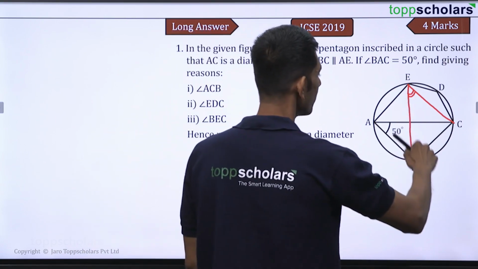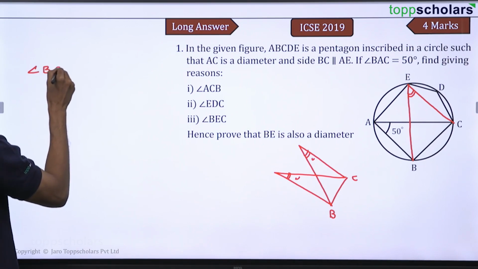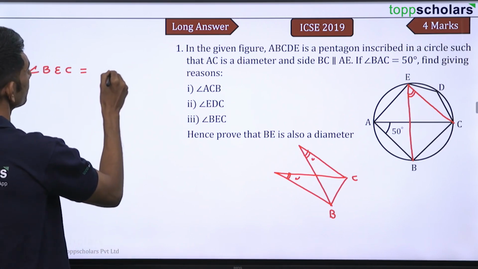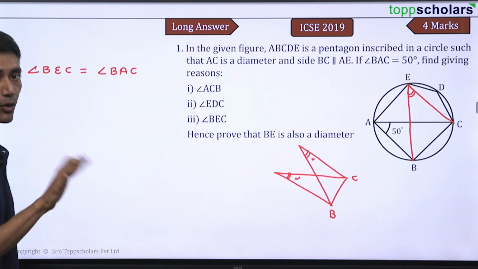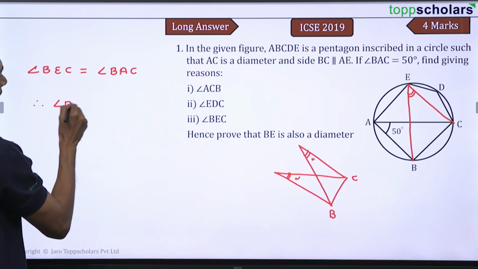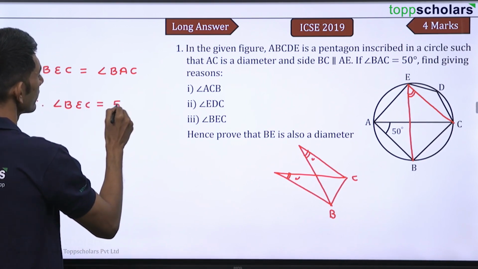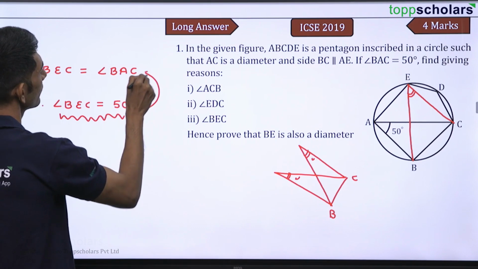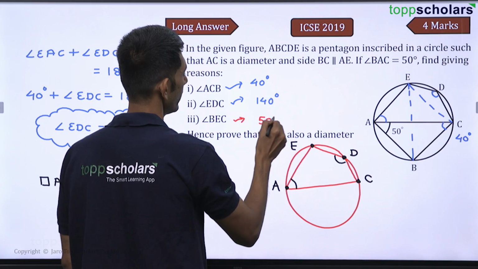So can I say angle BEC is equal to angle BAC. Why? Because both of them are angles subtended by the same segment on the circle, which is BC. Okay. So therefore, can I say angle BEC is equal to 50 degrees? Why? Because already we know that BAC is 50 degrees. So if I go back, I got this as well, that is 50 degrees.